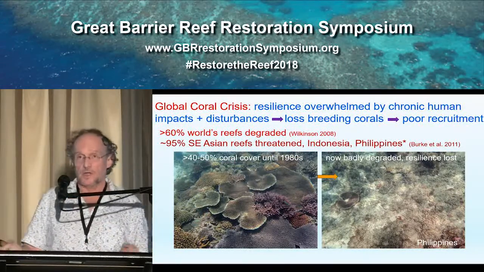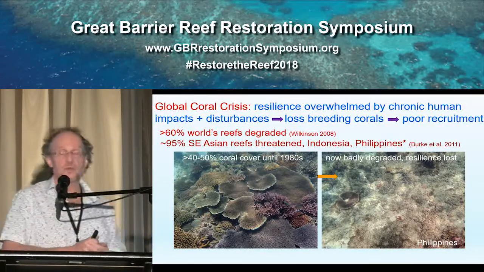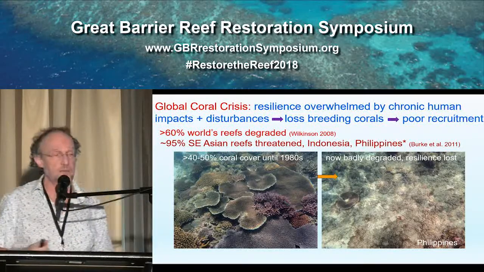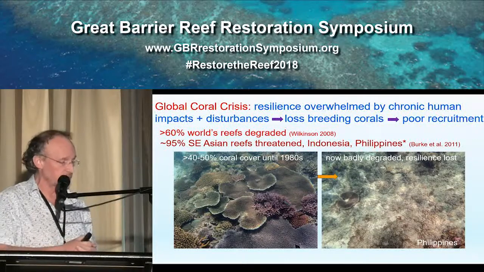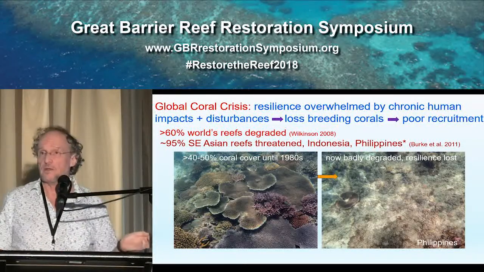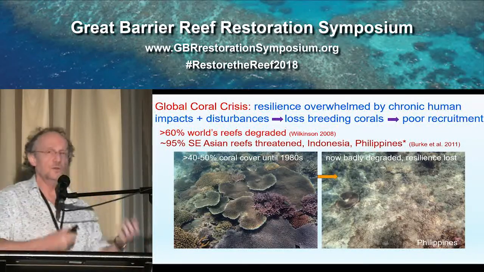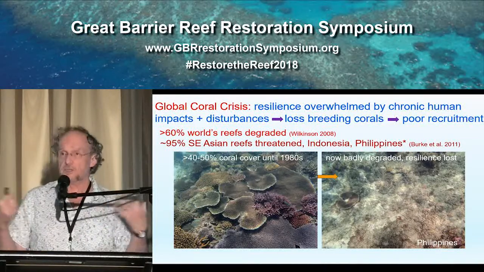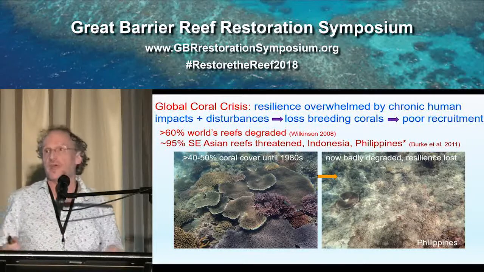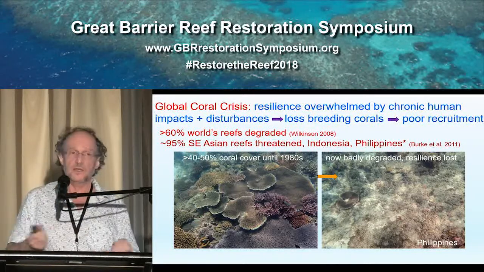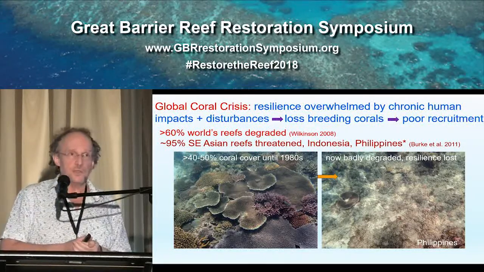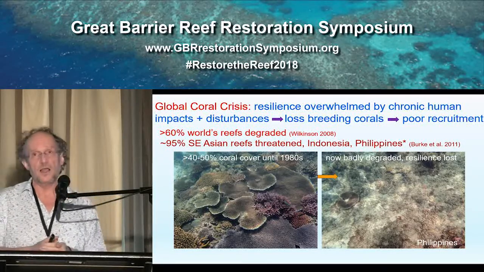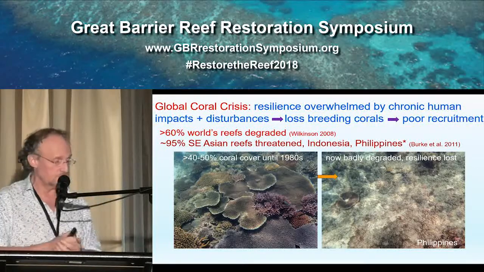The global coral crisis is essentially a major issue because the resilience in these natural populations is overwhelmed by chronic human impacts interacting with a series of other disturbances. Not only does that wipe out corals, but you lose the breeding adults out of the population. Therefore, poor larval production, poor recruitment. As a result of that, coral cover declines. And where I'm working in the Philippines is typical of most of Southeast Asia, where most of the reef systems are now highly degraded or under increasing threat.